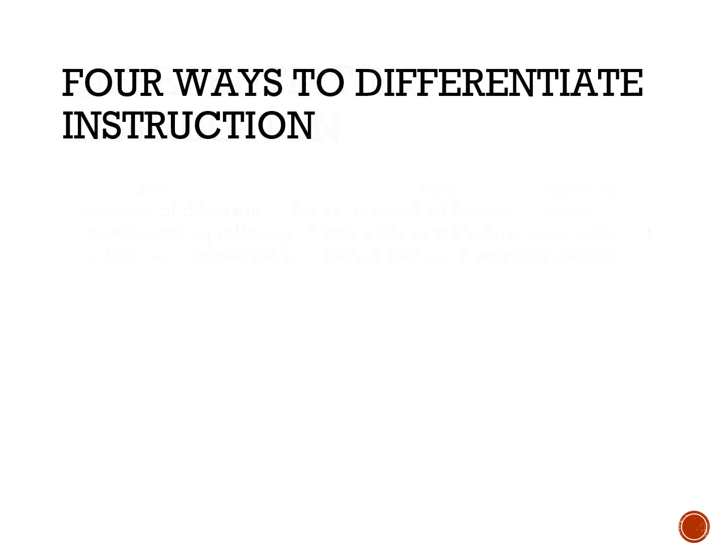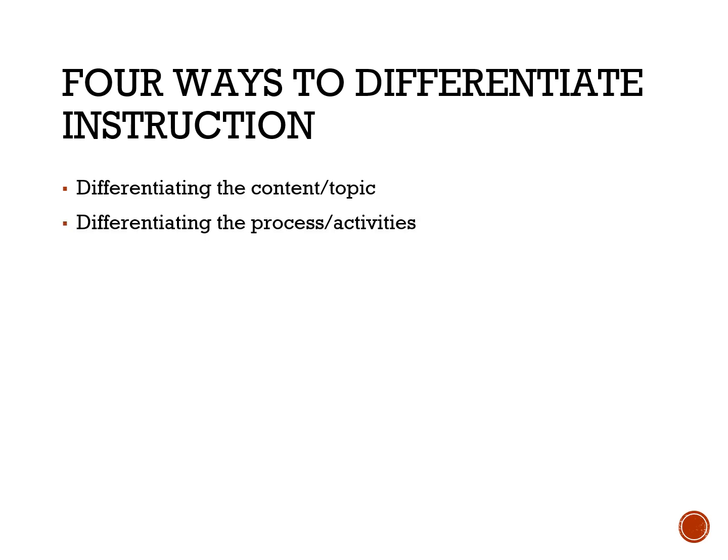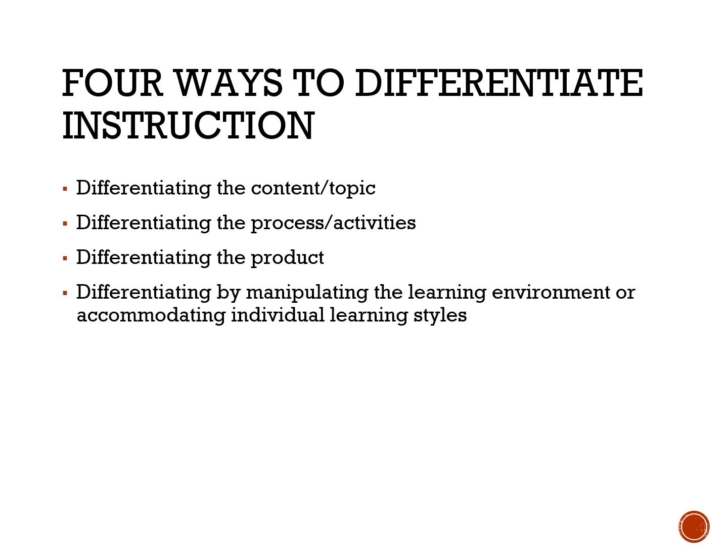There are actually four ways to differentiate instruction. The first one is differentiating the content or the topic. The second is differentiating the process or the activities. The third one is differentiating the product. And lastly, we have differentiating by manipulating the environment or accommodating individual learning styles.